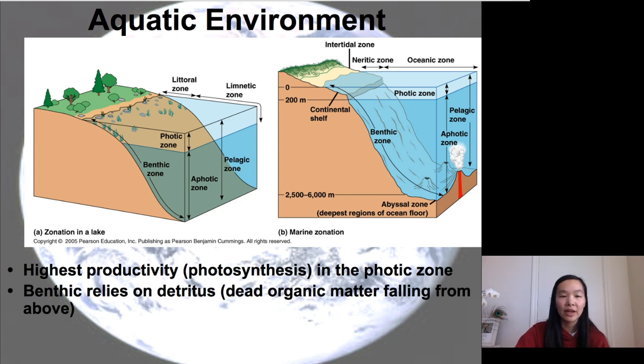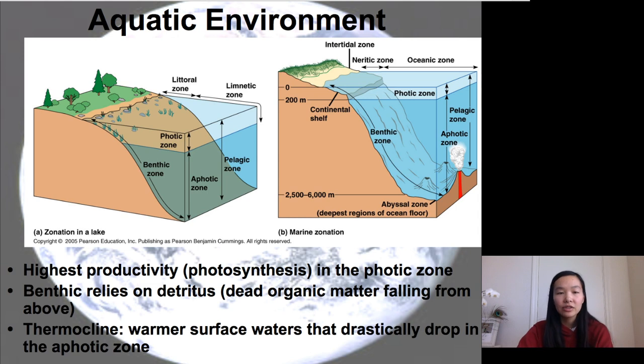Benthic zone. Benthic is basically the floor of the body of water, either the ground of the lake or the ocean floor. At some point, when the floor of the lake or ocean is below the photic zone, you can't have photosynthesis happening there. And so the organisms that live in the benthic zone mainly rely on dead organic matter called detritus falling from above. That's how they get their nutrients.